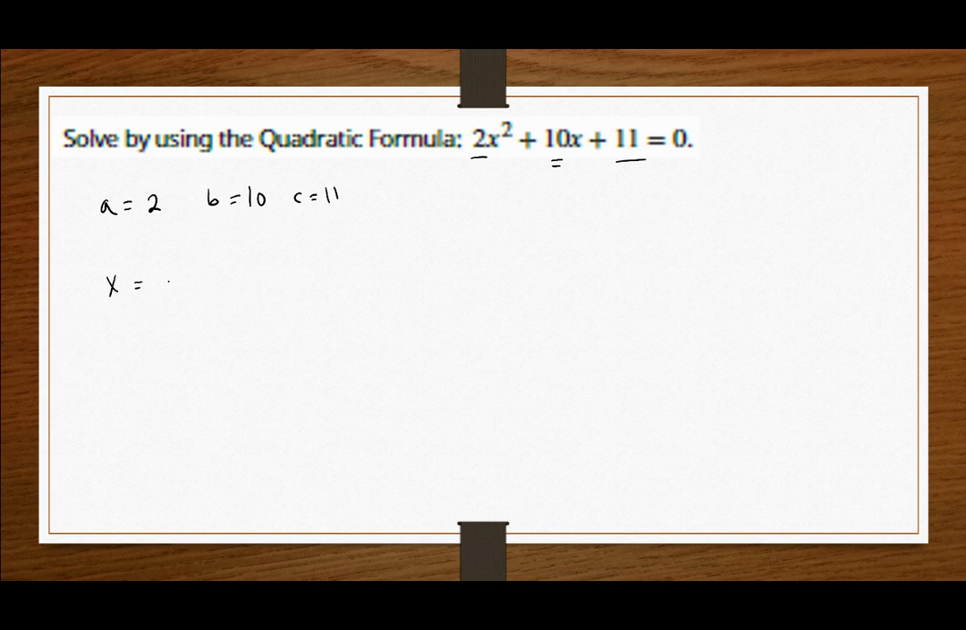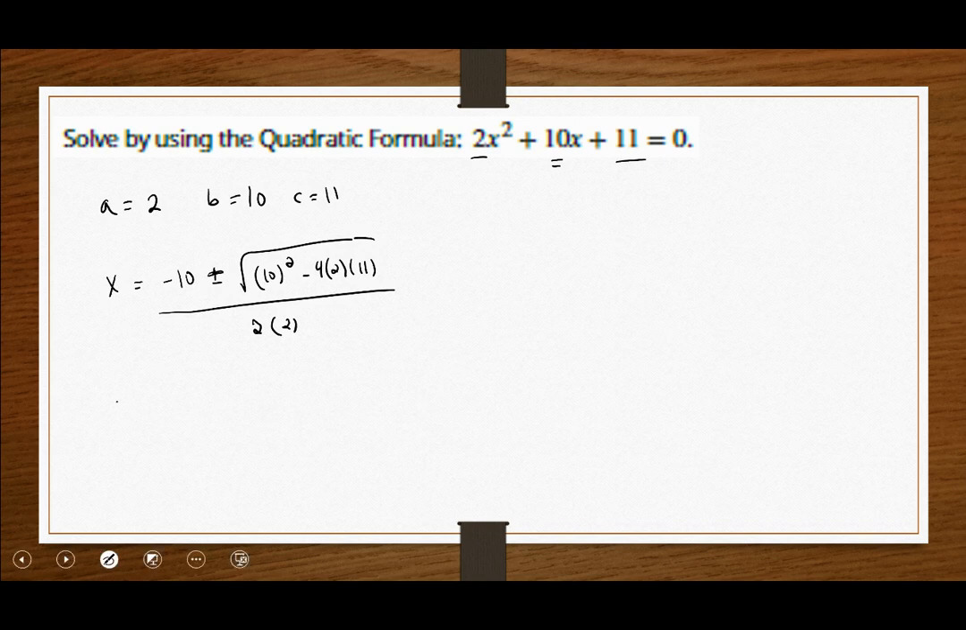Again, we get -b plus or minus the square root of b squared minus 4ac, all divided by 2a. By substitution into the expression here, we can simplify a bit. Under our radical, we end up with the square root of 100 minus 88, all divided by 4.